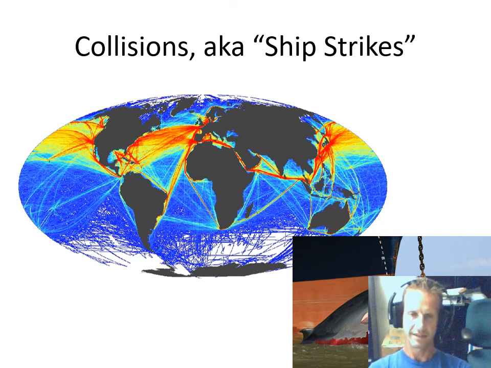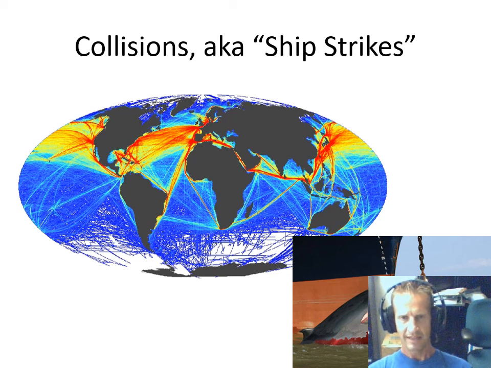Another pervasive impact from human activity in the pelagic environment is ship strikes. The diagram here shows a heat map of shipping traffic across the world's oceans. You can see areas that are crisscrossed by shipping traffic frequently have these red and orange colors, and areas that aren't as often crossed by ships have blue or white. White's where no ships have crossed those areas.